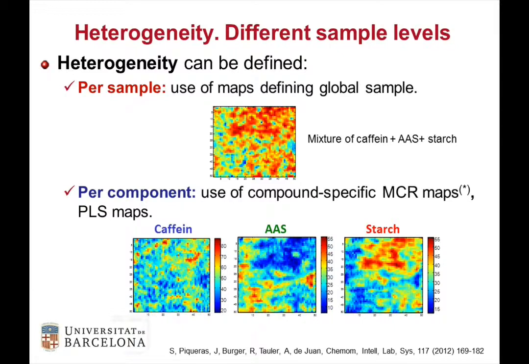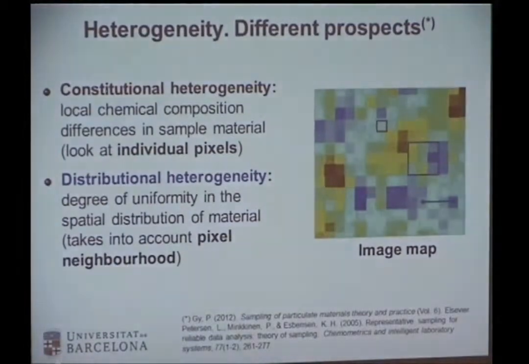You can use this if you want to talk about global heterogeneity, but the good news is that if you previously use a modeling tool like MCR, for instance, you can get maps of each one of the compounds in the sample. And this is interesting because not all compounds mix in the same way. Not all of them are equally distributed. And then you can make studies of heterogeneity per compound. This is one of the things. You can see heterogeneity at a global or at a component level. But you can also think about heterogeneity in two different ways.